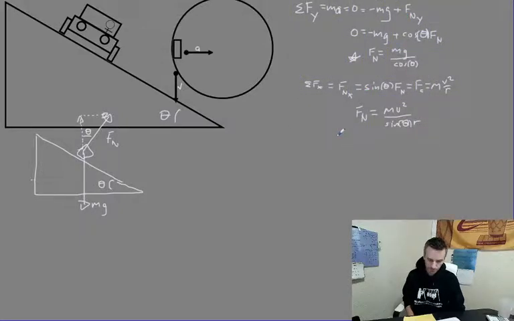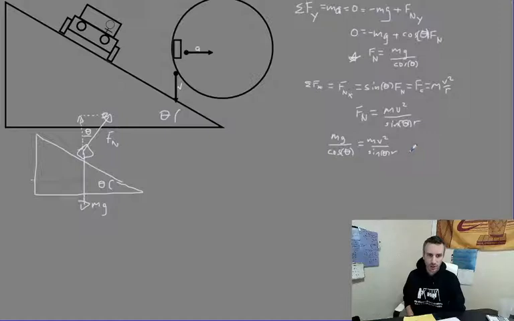So I have mg over cosine theta. Okay, I just rewrote that, and that is equal to this stuff here. So that's m, I said m, but wrote v. So that is m v squared over sine theta r.